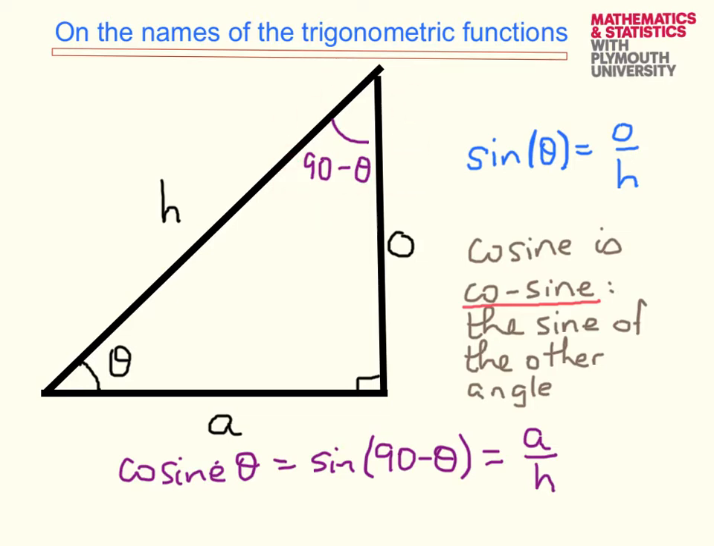And in the same way, the cotangent would be the tangent of the other angle, and the cosecant is the secant of the other angle. So what we still have to talk about in this video is the idea of the tangent and of the secant, and the cotangent and the cosecant are then given to us for free. So let's move on and talk about the tangent.